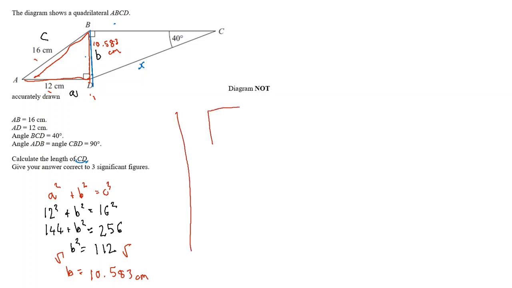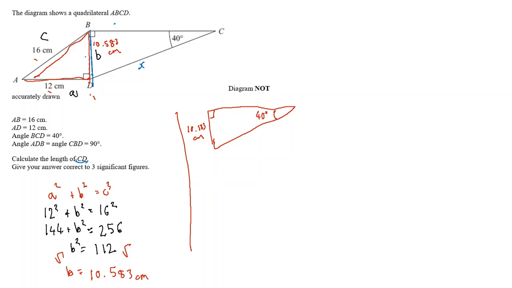So all I'm going to do now, I'm just going to sketch out triangle BCD a little bit more clearly, hopefully, so you can tell exactly what's going on. We know that this side is 10.583 centimetres. We know that this angle here is 40 degrees. So now we know a side and we know an angle. That means we can use trigonometry, which is what we've just been practicing over our last few lessons.